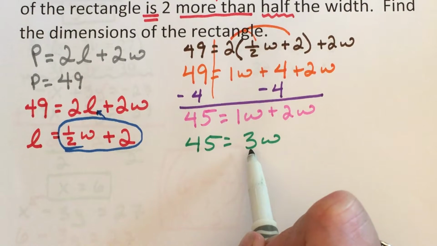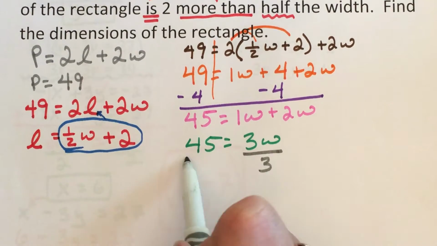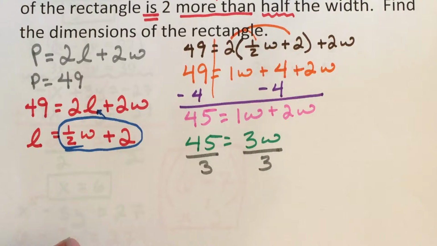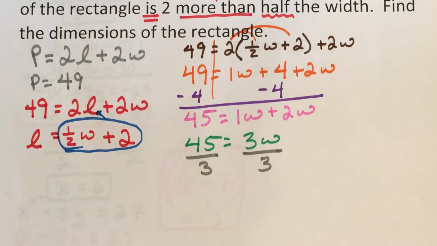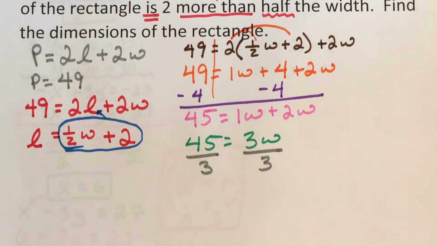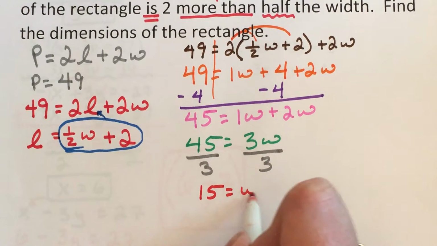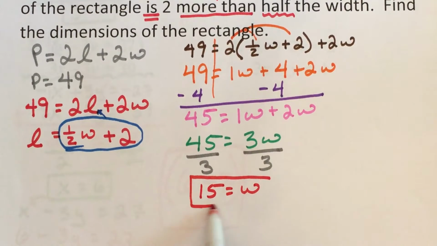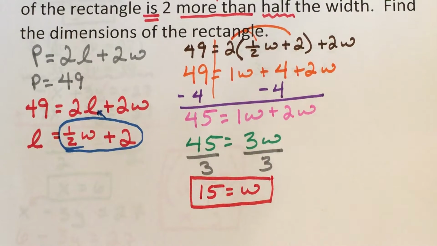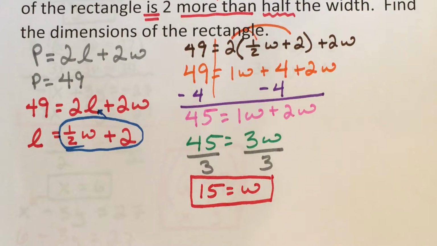How do you get rid of this 3? What do you have to do? Good job remembering. You divide. And what you do on one side, yes, you do to the other. Excellent. So what is 45 divided by 3? Good, it's 15. That is the width. We have found one of the dimensions of our rectangle. Let's go find the length real quick.